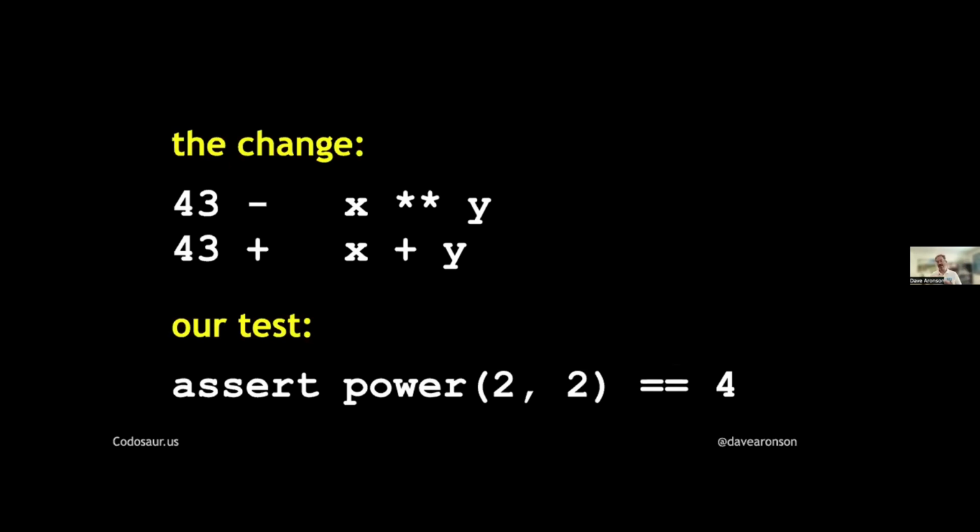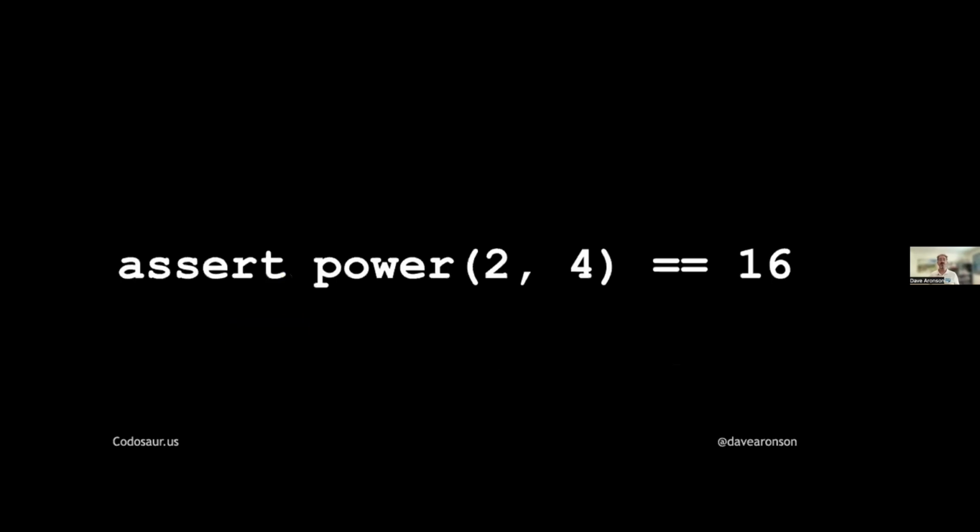For instance, we could add a test or change our existing test to assert that 2 to the 4th power is 16. All the mutants that our original test killed, this would still kill. But also, 2 plus 4 is 6, not 16. So this kills the plus mutant. I hope you see how that works. But better yet, 2 times 4 is 8, which is also not 16. So this kills the times mutant as well. Killing one mutant often kills many other mutants from the same function.